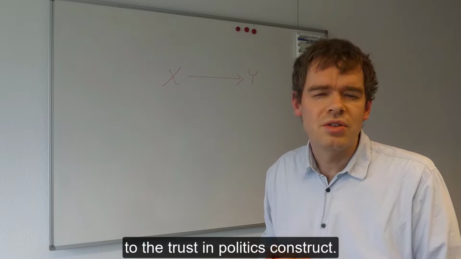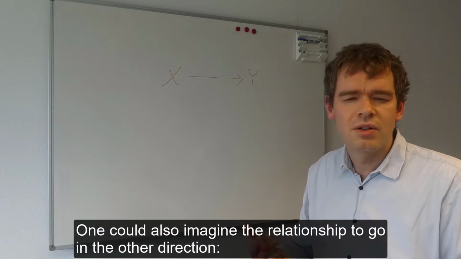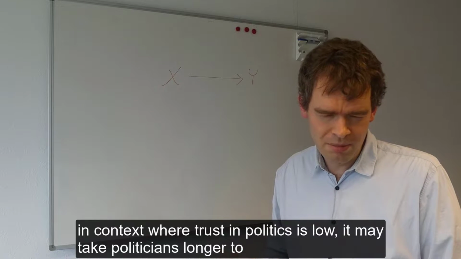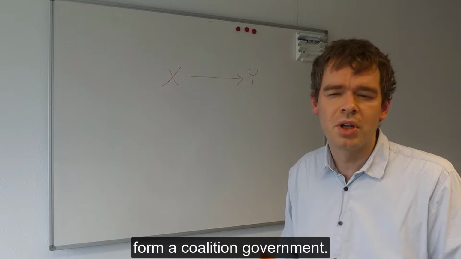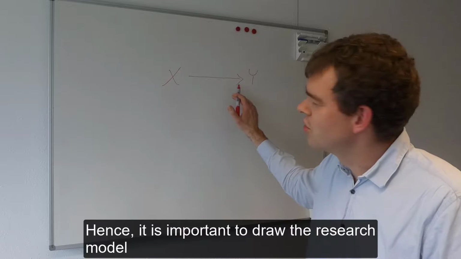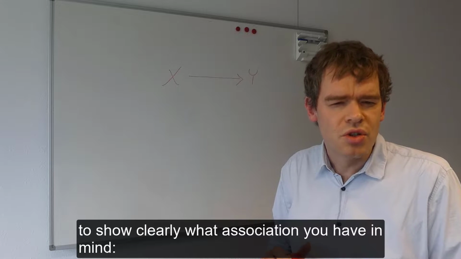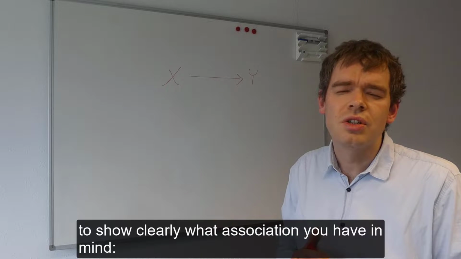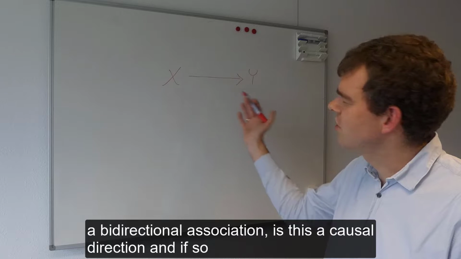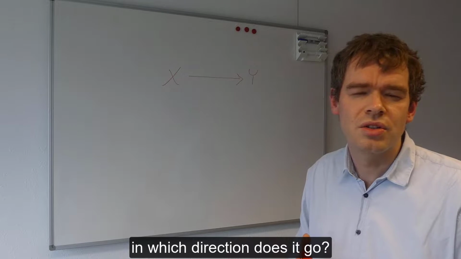One could also imagine the relationship to go in the other direction. In contexts where trust in politics is low, it may take politicians longer to form a coalition government. And hence, it is important to draw the research model to show clearly what association you have in mind. Is it a bidirectional association? Is it a causal direction? And if so, in which direction does it go?